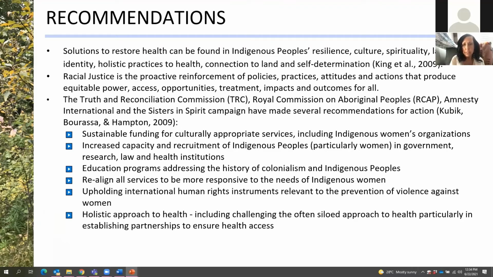And the Truth and Reconciliation Commission, the Royal Commission on Aboriginal Peoples, Amnesty International, and the Sisters in Spirit campaigns have made several recommendations for action. These include sustainable funding for culturally appropriate services, increased capacity and recruitment for Indigenous peoples, education programs that address the history of colonization, and realigning services to be more responsive to the needs of Indigenous peoples, including upholding international human rights instruments and taking a holistic approach to health.